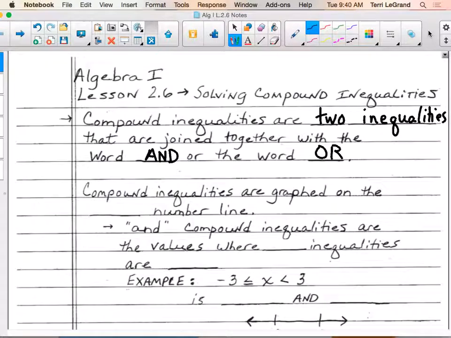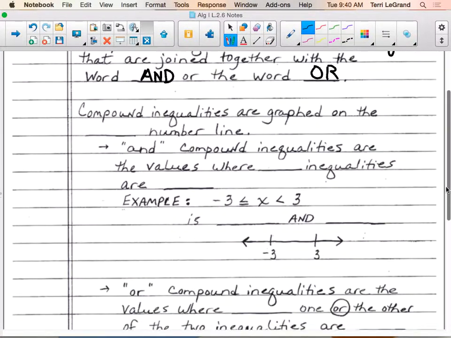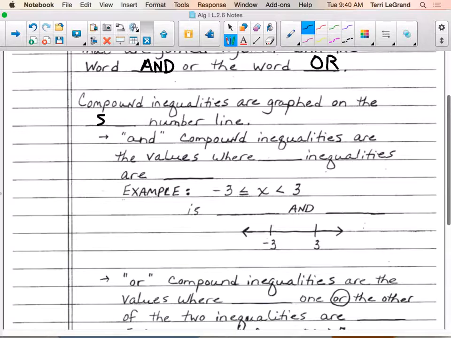So compound inequalities are graphed on the what? Same number line. So these two simple inequalities combine onto the same number line. We show the intersection or the union, whichever one it is, on the same number line. And compound inequalities are the values where both inequalities are true. So whatever the solution region shows for the and compound inequality, it better make both simple inequalities true.